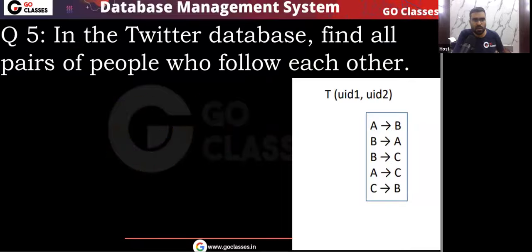Very simple. Now tell me the answer for this question. I want all pairs of people who follow each other. All pairs of people I want who follow each other.